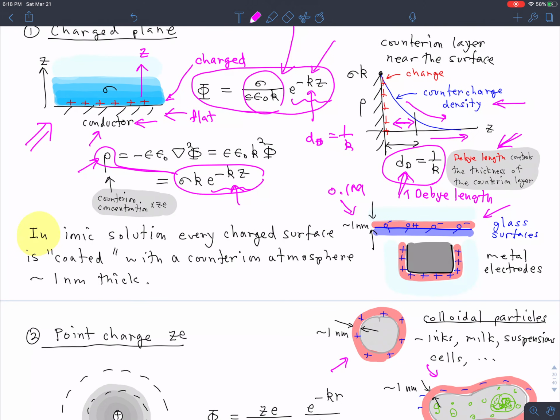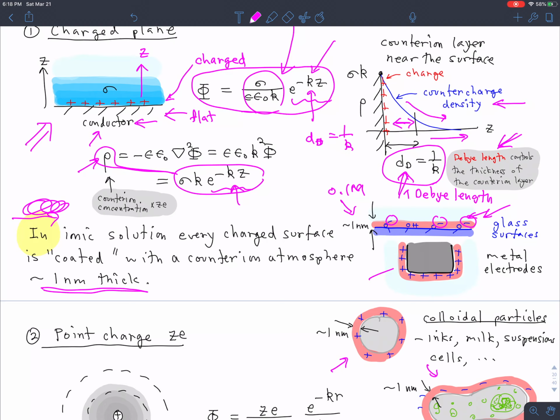So what is this telling us? It's telling us, this is the bottom line here, that when you're in ionic solutions, every charged surface is coated or canceled, if you like, countercharged with a counterion atmosphere that's about a nanometer thick, typically. And so if you've got a glass surface, there's a counterion atmosphere that's screening or shielding all of those minus charges that come from the little silanol groups that hang out on the surface of SiO2, right, glass, right?